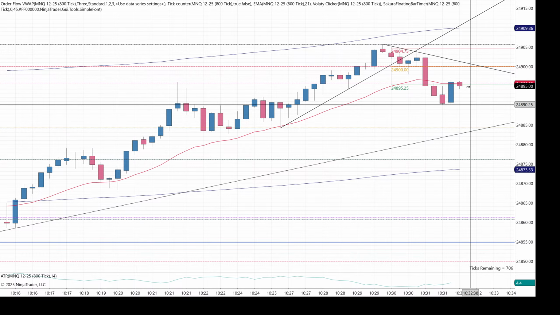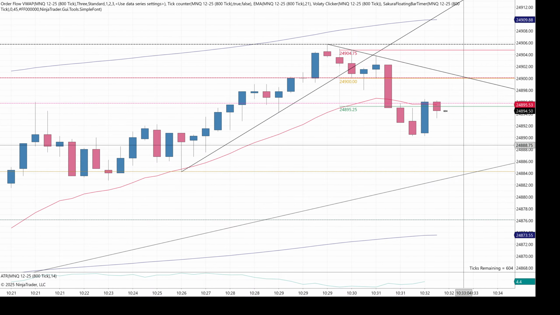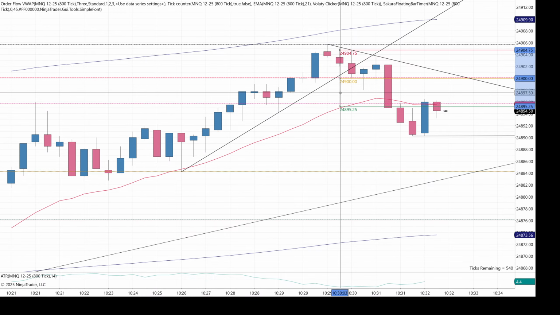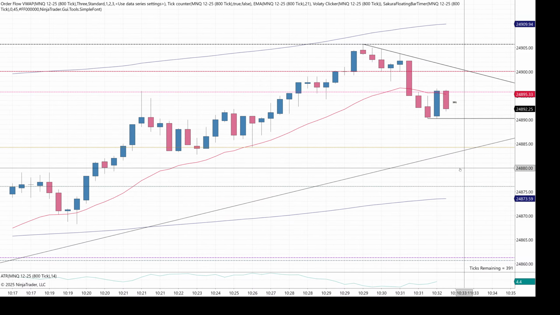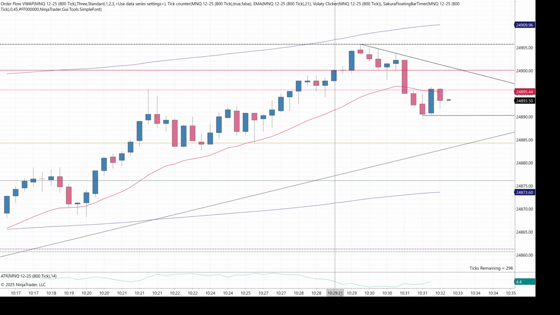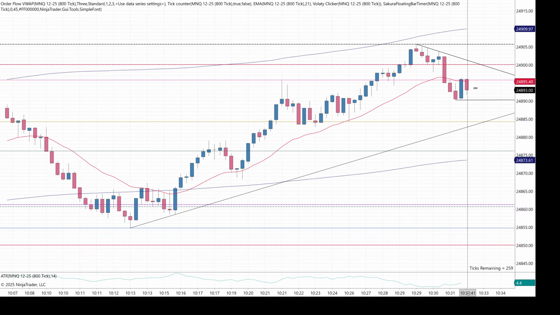We have a double bottom here. If we break the double bottom, that would be a signal, but we have golden ruler right here, and we have this prior upward trend line right there. So can't take that bearish either.